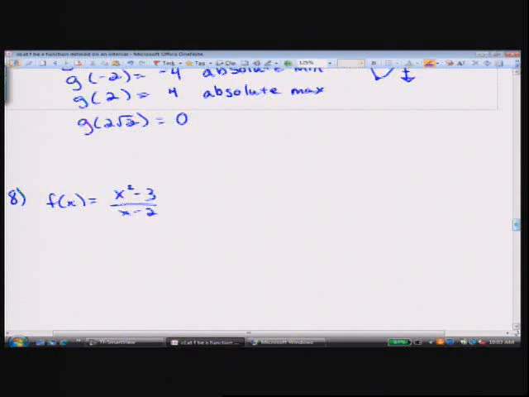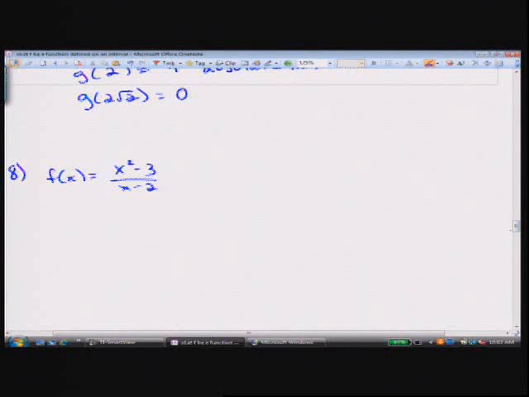Here we are, number 8. All right, f of x equals x squared minus 3 over x minus 2, and we need to find the domain of this function. So can anyone tell me the domain?